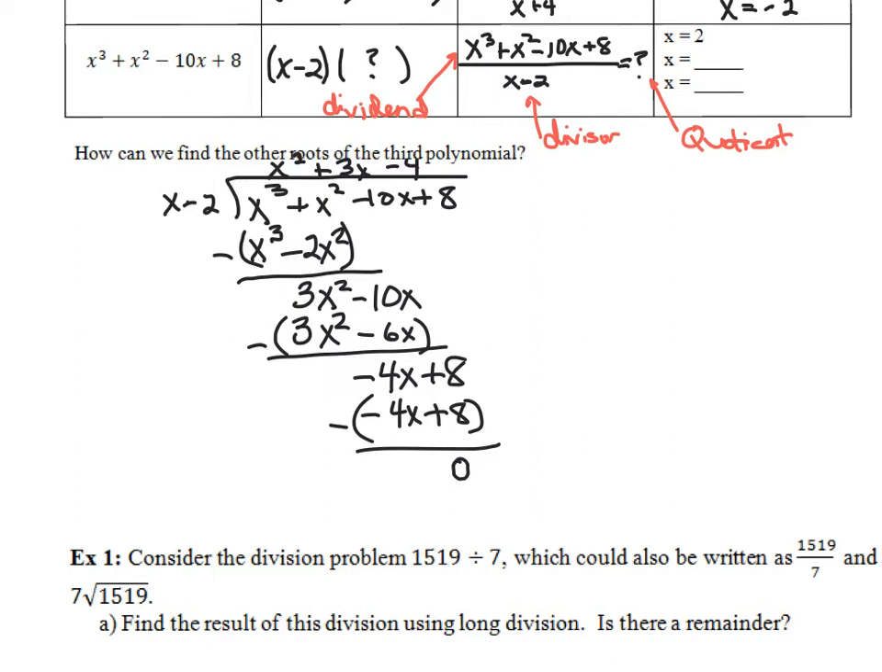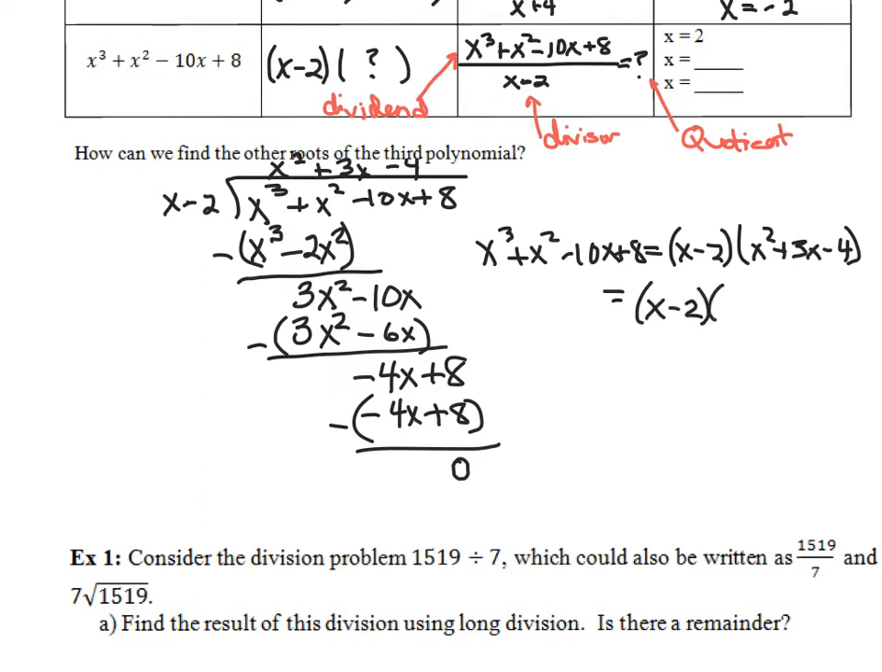What that tells me is that my original expression, x cubed plus x squared minus 10x plus 8, could be rewritten in factored form as x minus 2 times the quotient x squared plus 3x minus 4. Now that's quadratic, so that tells me that I could possibly factor it. And in this case, I see that yes, it is factorable as x plus 4 times x minus 1.